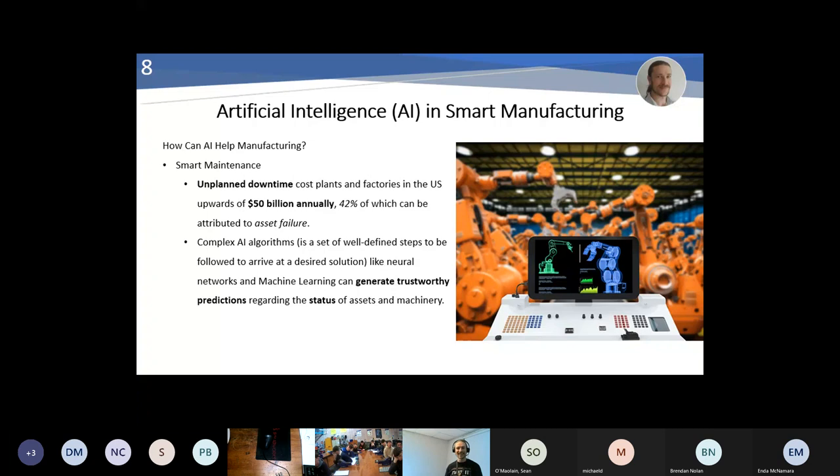like neural networks and machine learning, can generate trustworthy predictions regarding the status of assets and machinery. Again, very rudimentary: think of some sort of robot arm. If you imagine that arm extending and retracting, and then extending and retracting again, each time it does that, the arm is adding some sort of wear to the component. The elbow joint of that arm was probably manufactured by some company who's given specifications for how many extensions and retractions with X amount of weight that arm is capable of doing. And then the more of those extensions and retractions that are completed, the closer we are to having to replace that particular device.